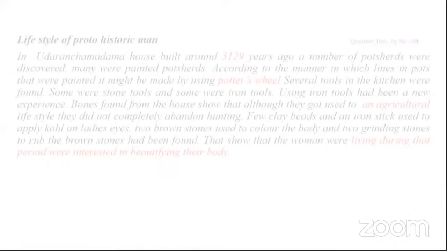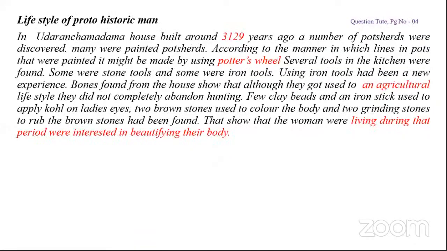The lifestyle. In the Udarachamadama house, built around 3129 years ago, a number of potsherds were discovered. Many were painted potsherds. According to the manner in which lines in the pots were painted, they might have been made using a potter's wheel. I told you, these pots were made with the use of a simple machine known as the potter's wheel. Several tools in the kitchen were found. Some were stone tools and some were iron tools. Using iron tools had been a new experience.